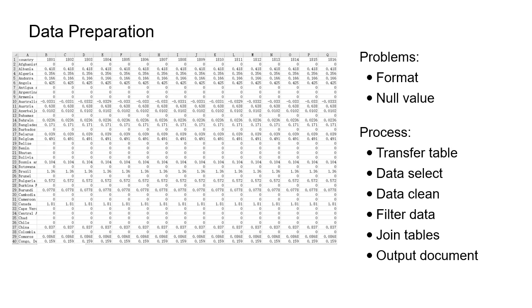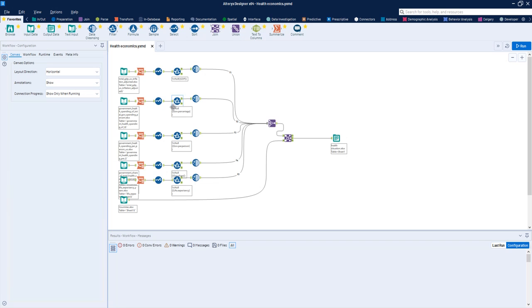The whole process of the data preparation is that first we need to transfer the table into Tableau format. Second, we need to select the data that we want to use. Third, we need to clean the data. Then we need to filter the data. After all of the steps, we need to join different tables into one data set, and then we should output the data. Next, I will use the Alteryx to do the data preparation process.